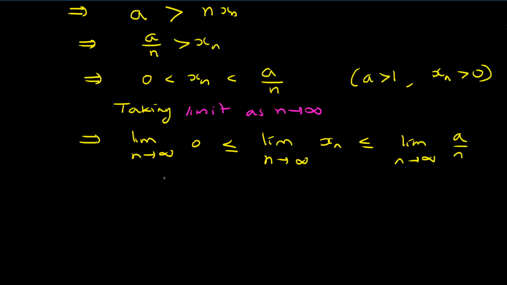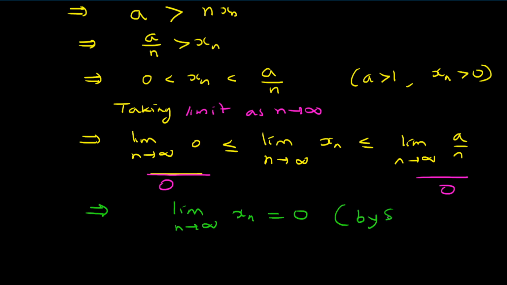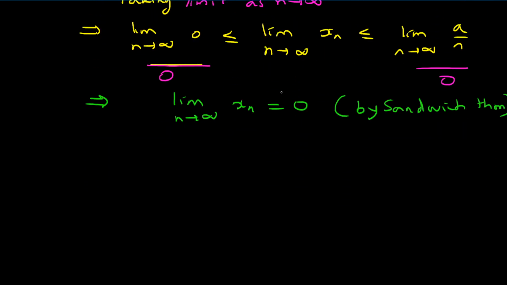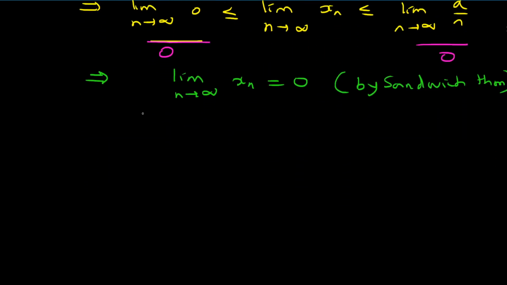But we know that this limit is 0. This limit is 0 and this limit is also 0. So what we'll get is, by Sandwich theorem, that limit of xn is also 0. This gives us by Sandwich theorem. Okay, but still the job is not over. Xn equal to 0 we have proved as n tends to infinity.